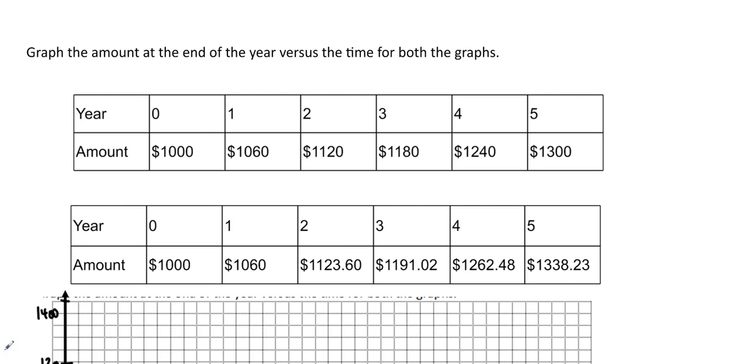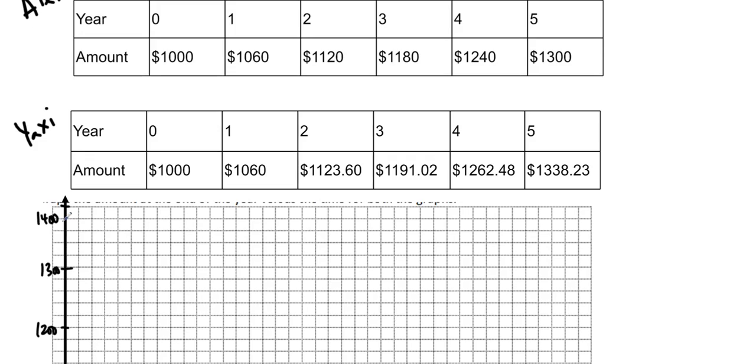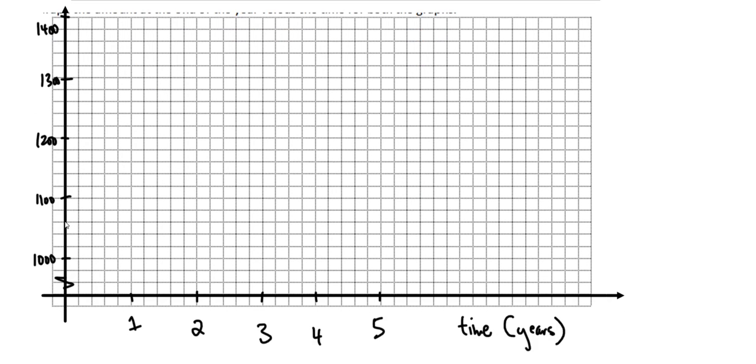So we're going to graph the amount at the end of the year versus the time for both the graphs. I've already filled in the chart here. This is Alexandra, and this was Yashi. And I have a graph here as well, so we're just going to graph the points. So 0, 1,000. Let's start with Alexandra. So she's here, and these go up by increments of 20.